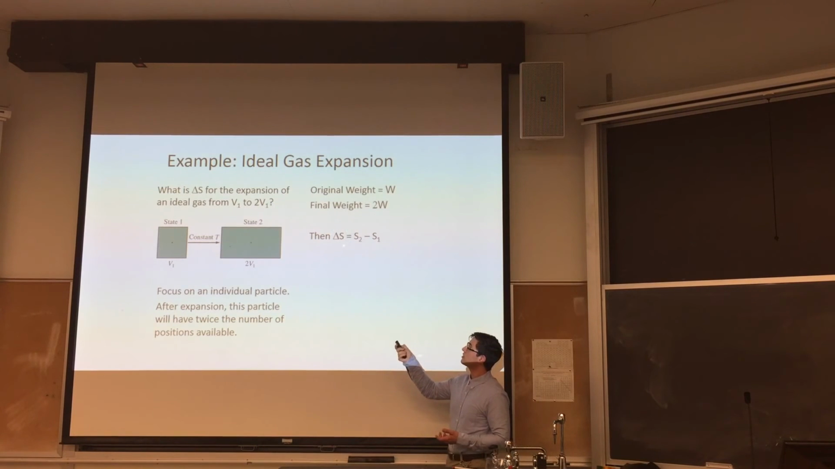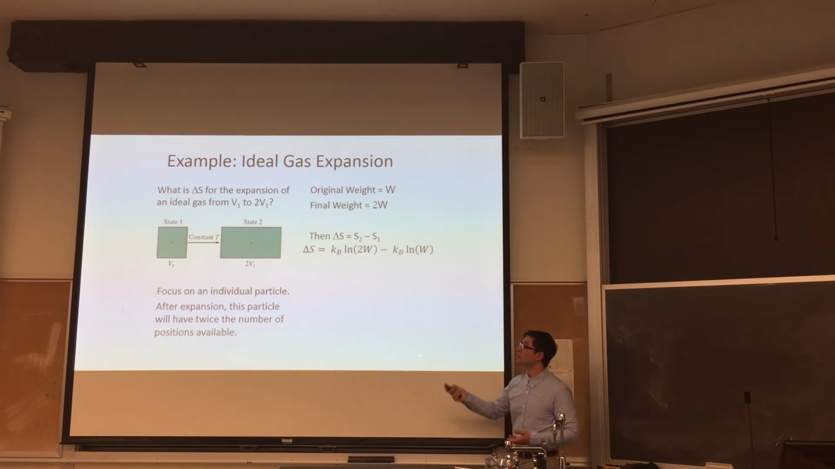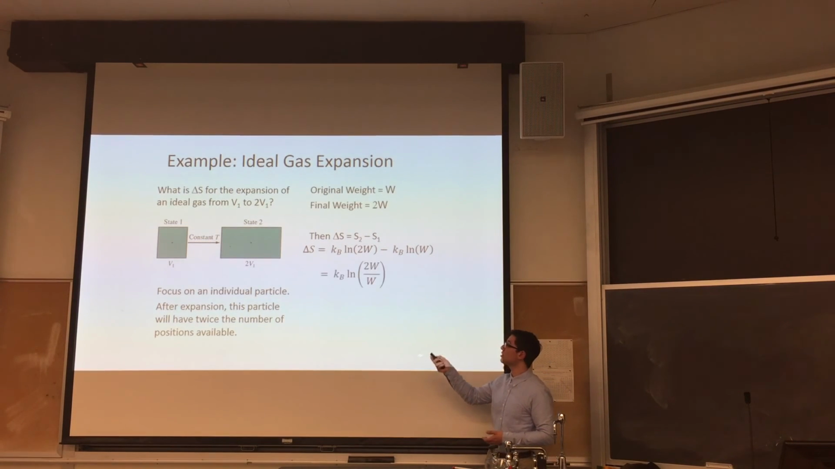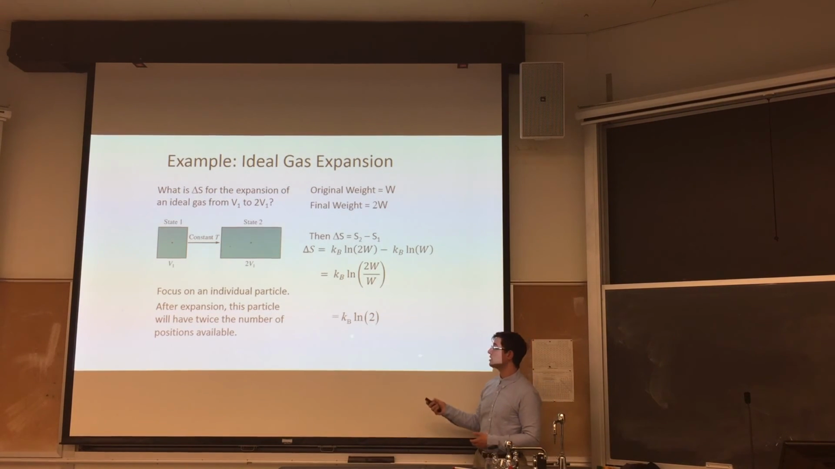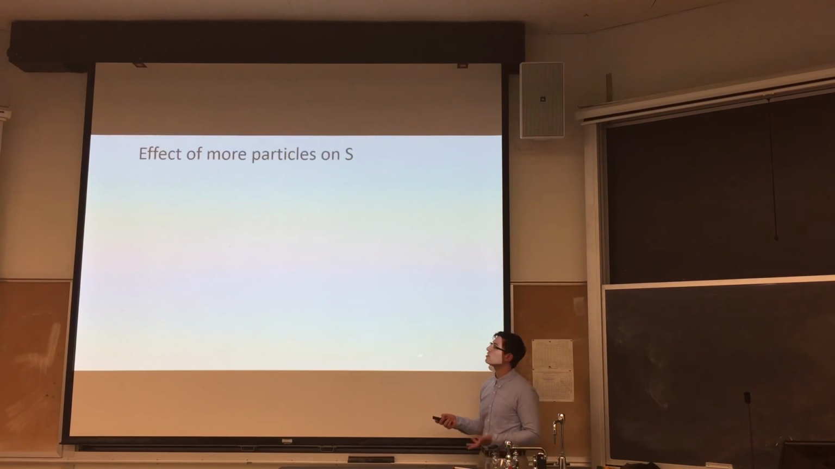And so delta S, again in thermodynamics, delta means final minus initial. We get delta S is Kb times natural log of 2W minus Kb natural log of W. If you're familiar with the math of natural logs, we can rearrange this to just natural log of 2W over W. These cancel out, and we get that the change in entropy is Kb times the natural log of 2. But again, this is for one particle. So what happens when we go to multiple particles?